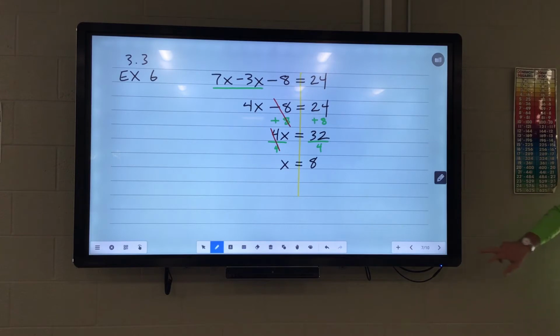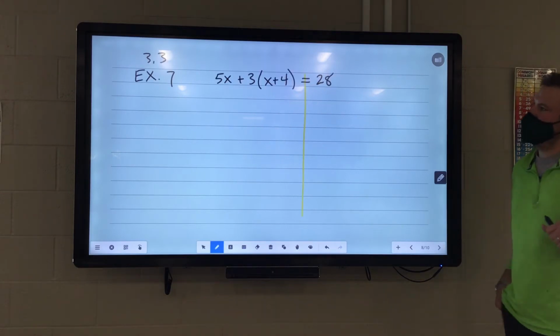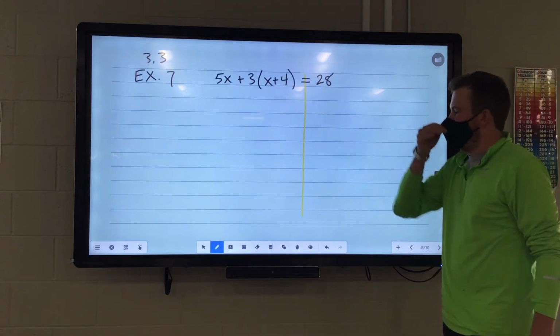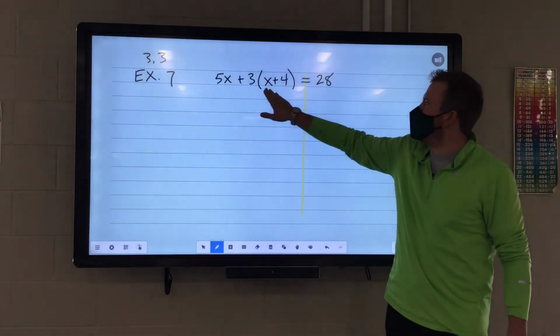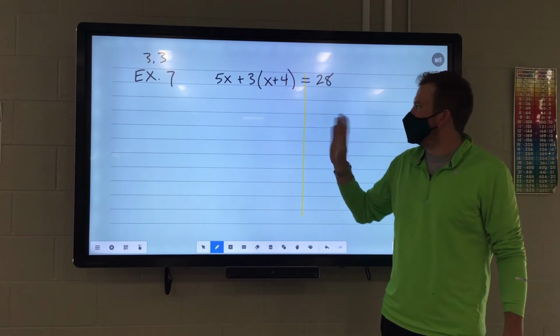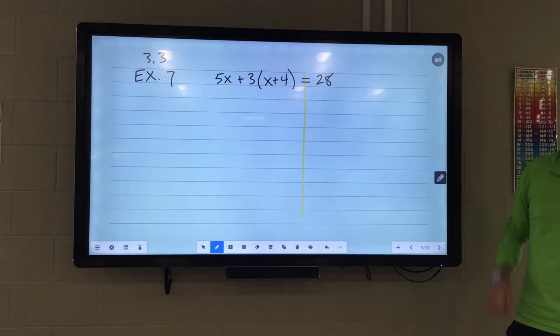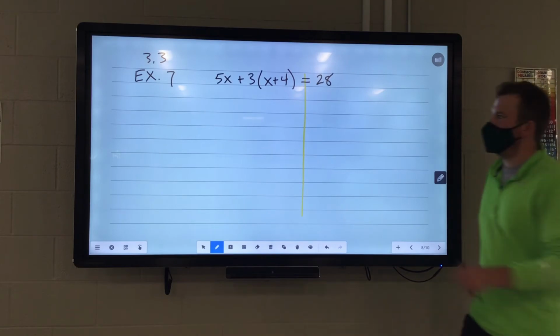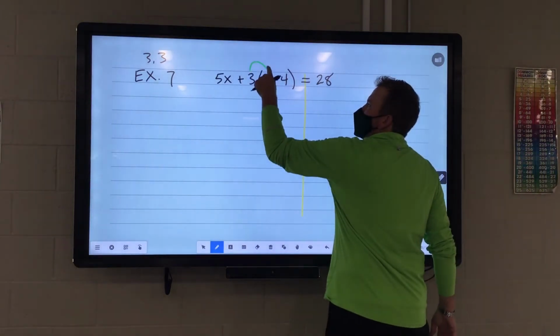Let's keep going. Another one from 3-3. What you'll see a lot is we'll have a number multiplied by a group of numbers where we're going to have to do the distributive property. Now, typically speaking, when we have that distributive property in the equation, we want to do that first. So let's go ahead and start by distributing this 3 to both terms.